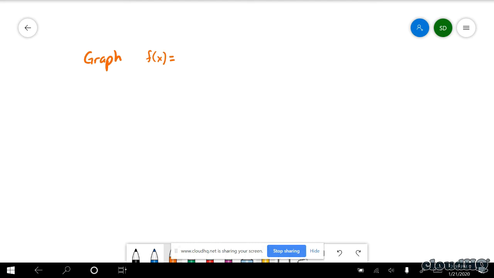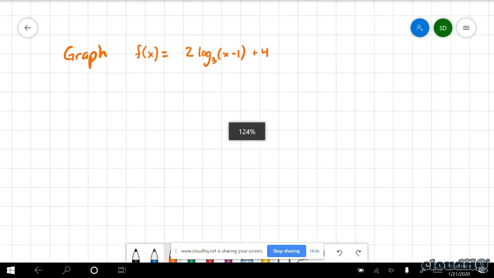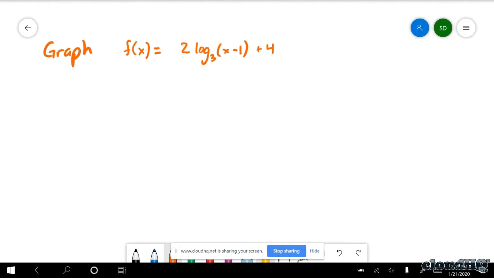f of x is equal to 2 times log base 3 of x minus 1, plus 4. So we want to graph this problem. So we can make a table of values.